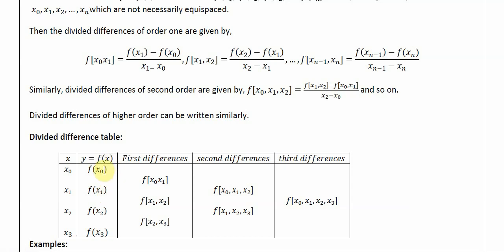Therefore, it is called the divided difference. Division along with difference, divided difference. So what is the division and what is the difference? The difference is f of x1 minus f of x0 divided by x1 minus x0. Therefore, the corresponding values of x are being divided. And the notation for the divided differences is f of x0 comma x1.